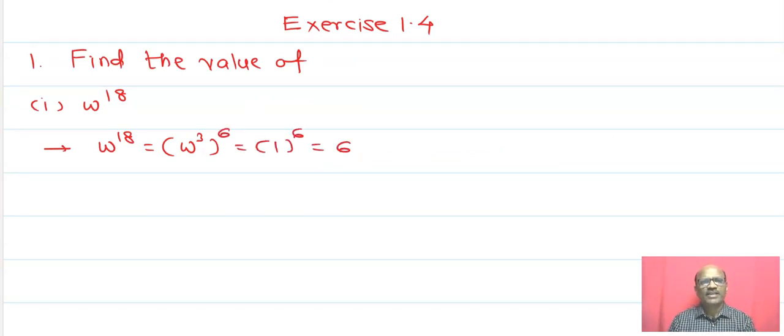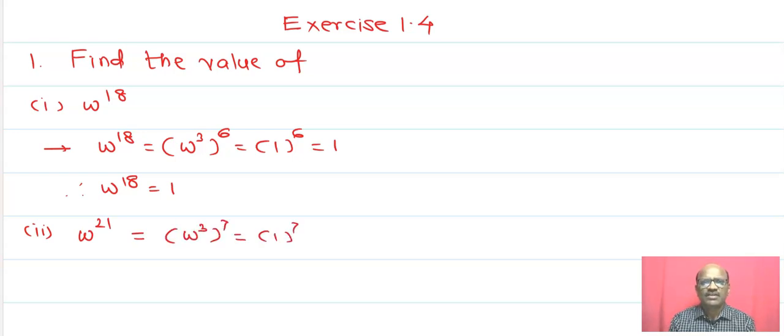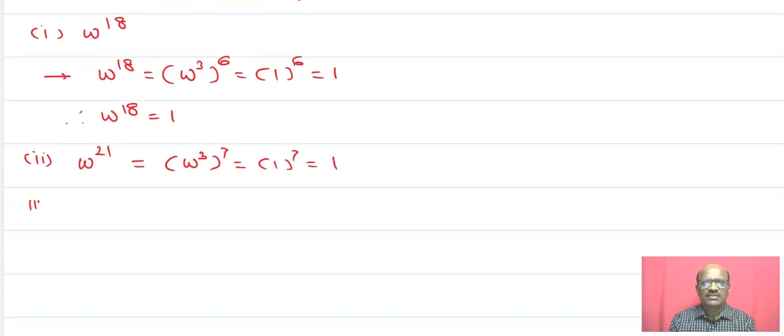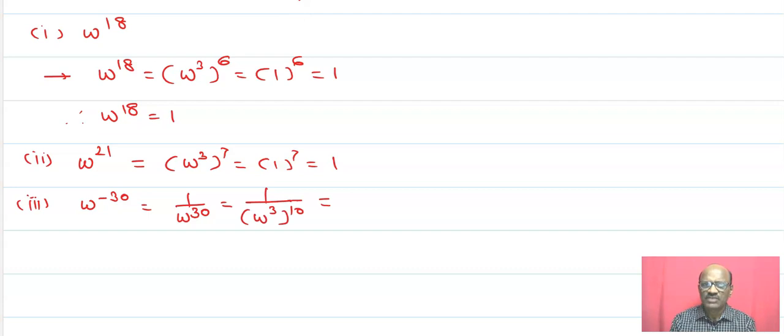Find the value of omega raised to 18. Omega raised to 18 can be written as omega raised to 3 bracket raised to 6. But what is the value of omega raised to 3? That is equal to 1. Therefore omega raised to 18 is equal to 1. Omega raised to 21 can be written as omega cube bracket raised to 7. The value of omega raised to 3 is 1, and 1 raised to 7 is again equal to 1.